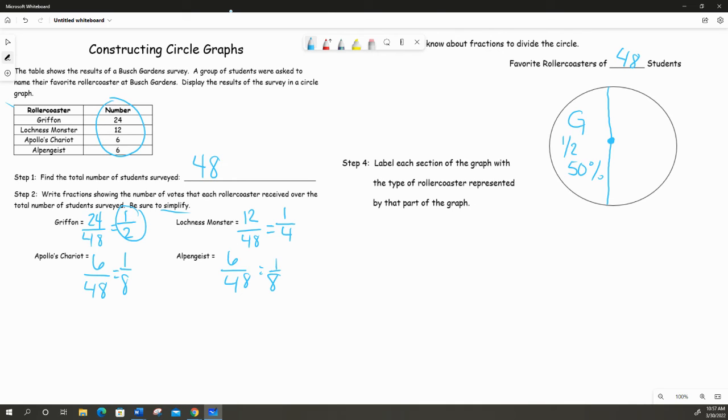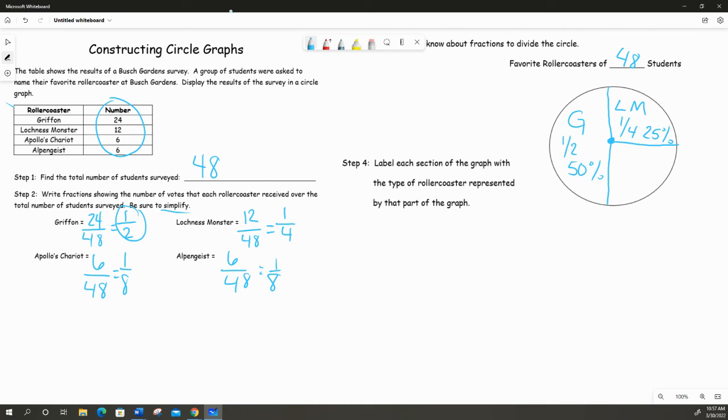Now let's take a look at Loch Ness Monster. Loch Ness Monster is represented by a quarter. So all I'm going to do is take the other half of that and split that in half. And when we do, we end up with Loch Ness Monster, which I'll label as LM, as 1/4. And again, that 1/4 is also known as 25%.